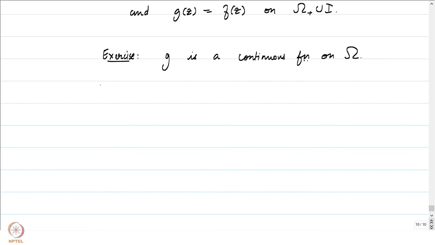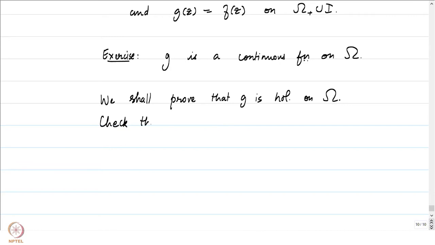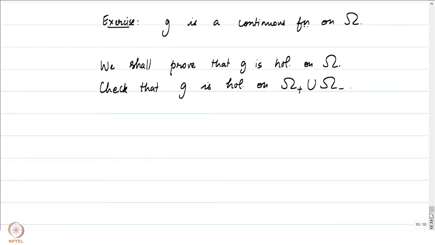So, to prove that g is holomorphic, we shall now prove that g is holomorphic on omega. If we carefully look at how we have defined g, check that f is already holomorphic on omega plus, and hence g is holomorphic on omega plus, and f of z bar, the whole bar, is holomorphic on omega minus. So this is holomorphic on omega minus as well. So we have reduced the problem to checking whether the function is complex differentiable at the points on I. So enough to now check.